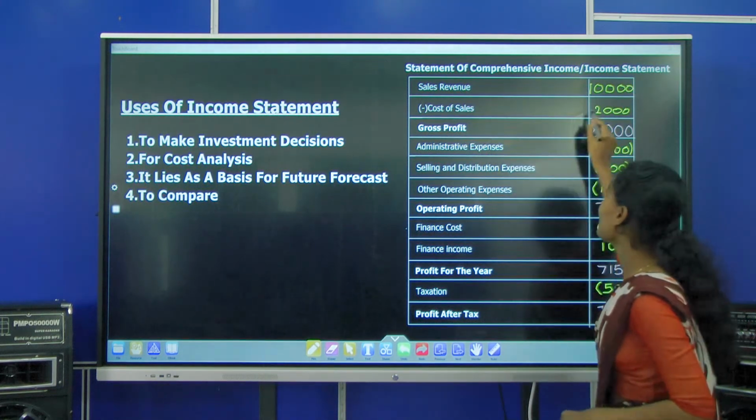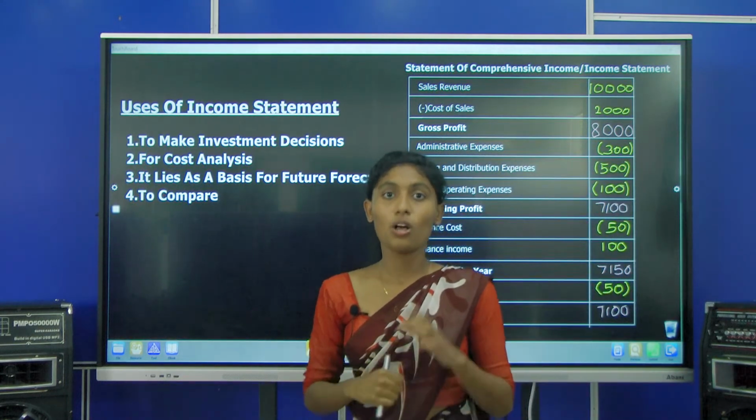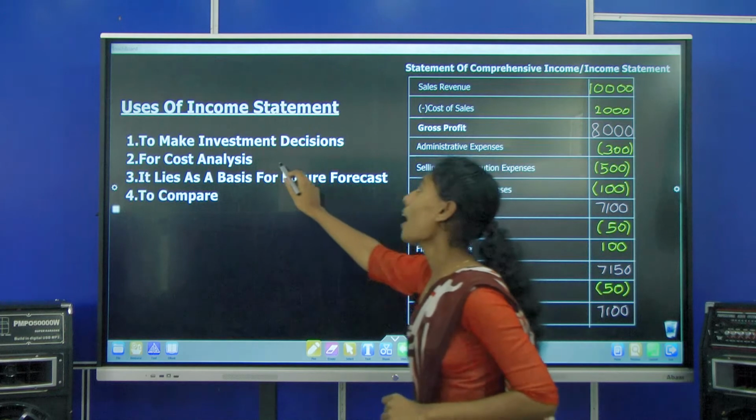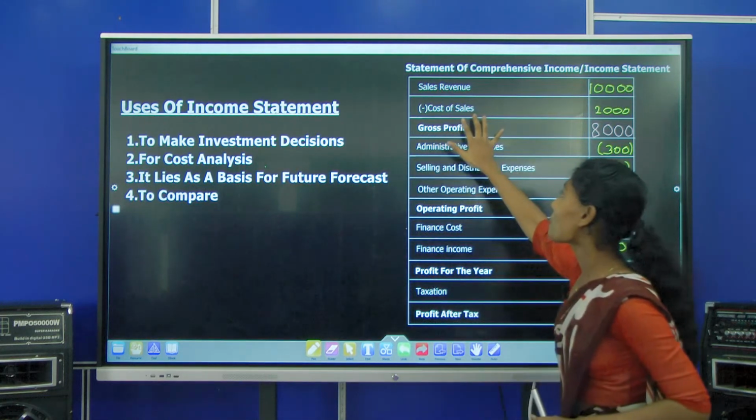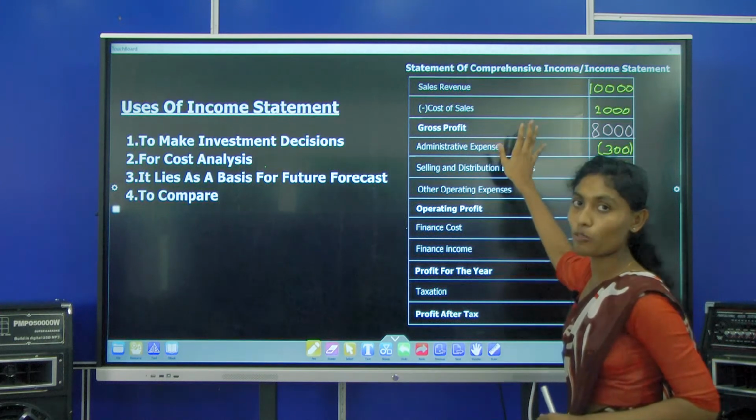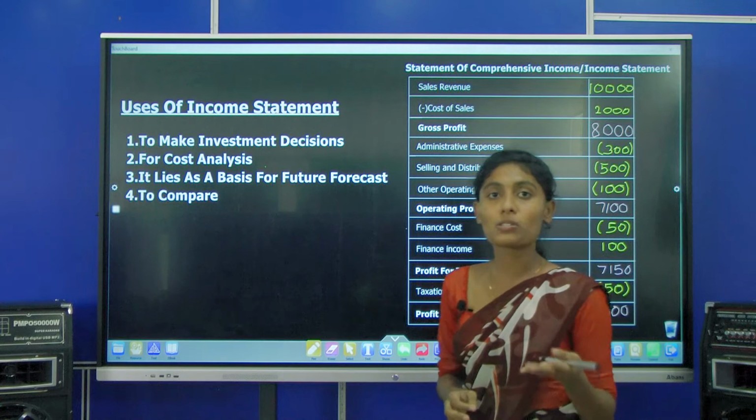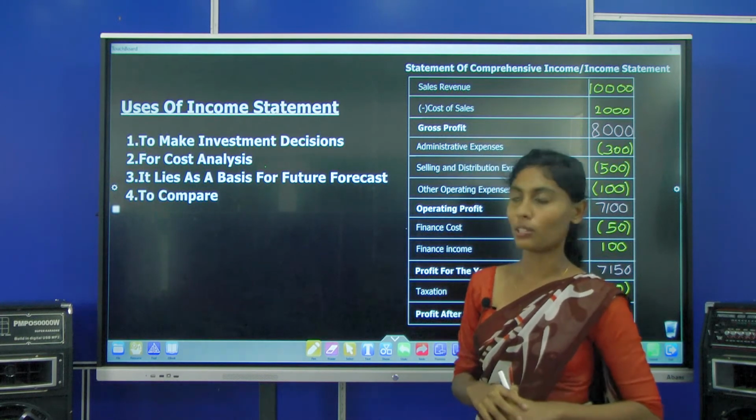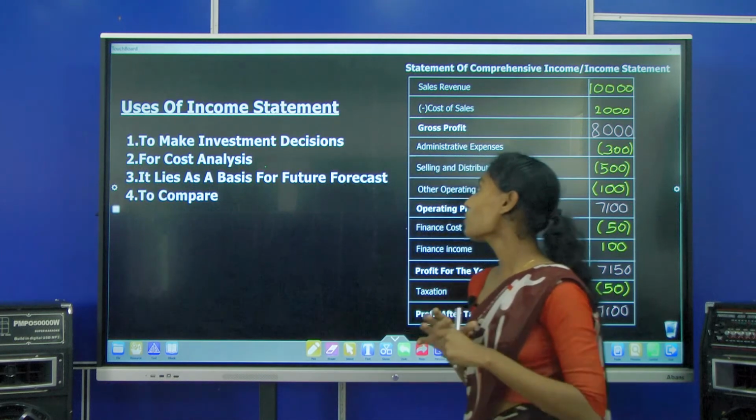When the cost of sales increases, our profit decreases. So what will happen? We have to do a cost analysis, right? When the cost of sales is increasing, we will identify it in the income statement. So it helps us to reduce our cost of production. Then it lies as a basis for future forecast.